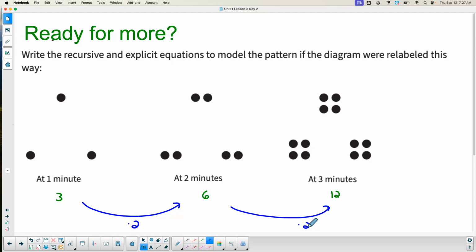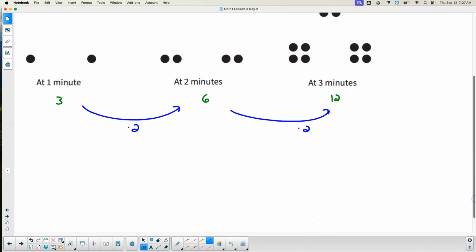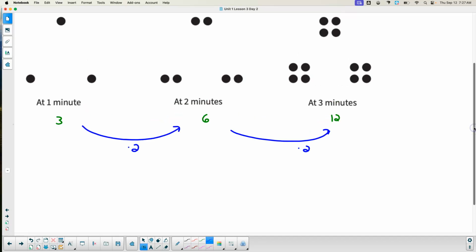So writing a recursive, what I would like you to do now is write a recursive, and while we just wrote the recursive, I should say, we just wrote the recursive and it says that we're multiplying by 2. Oops, grabbed the wrong side. There we go. Oops, went too far.